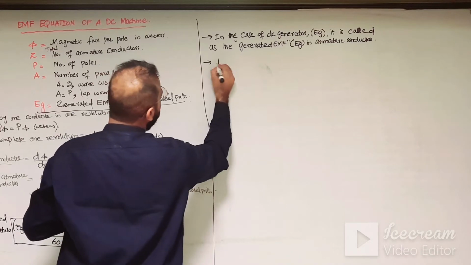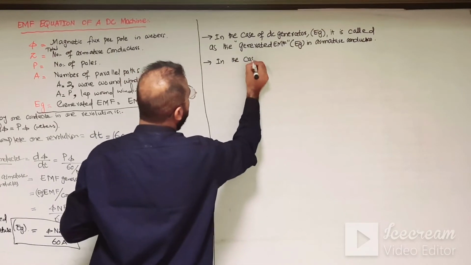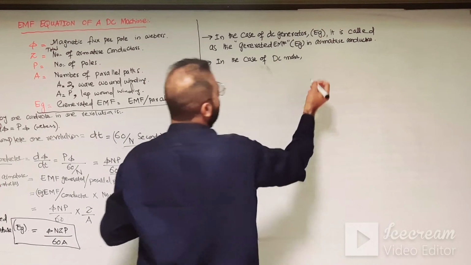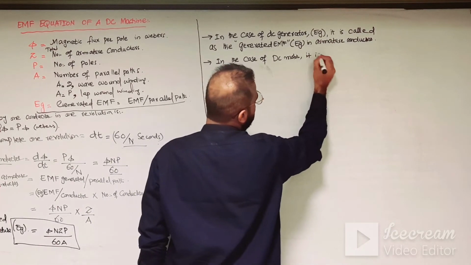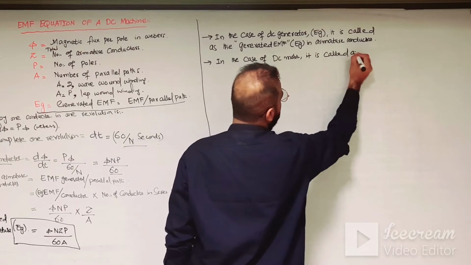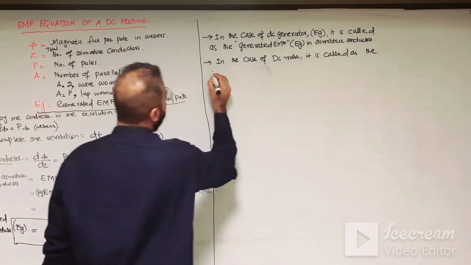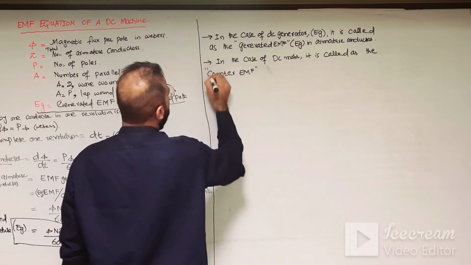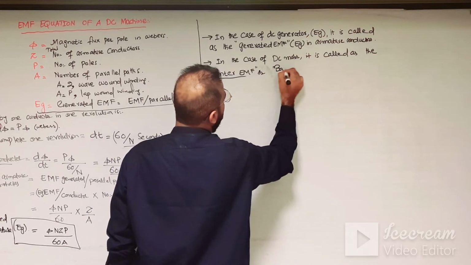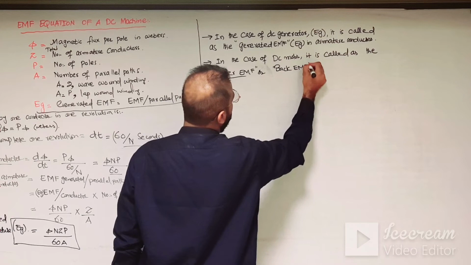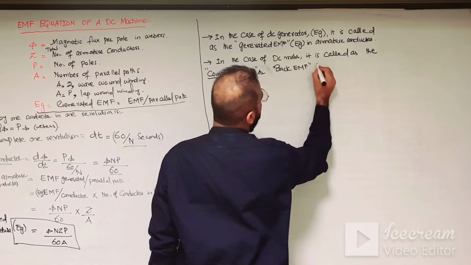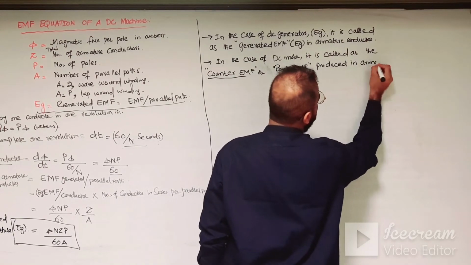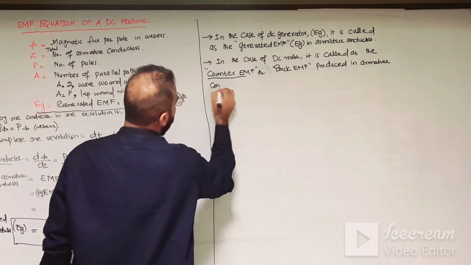Now, in the case of the DC motor, it is called the counter EMF or back EMF produced in the armature conductors.